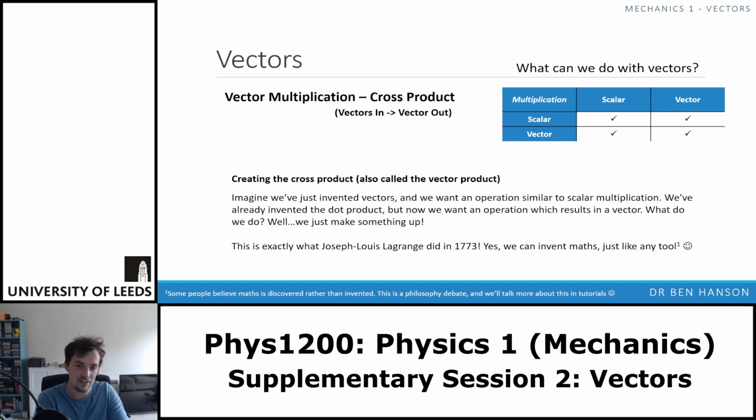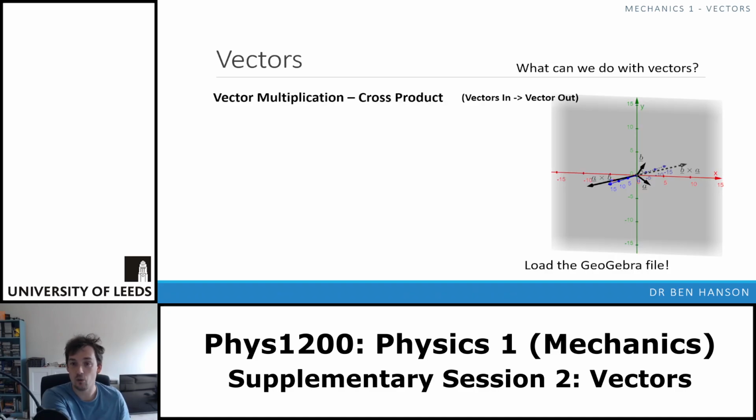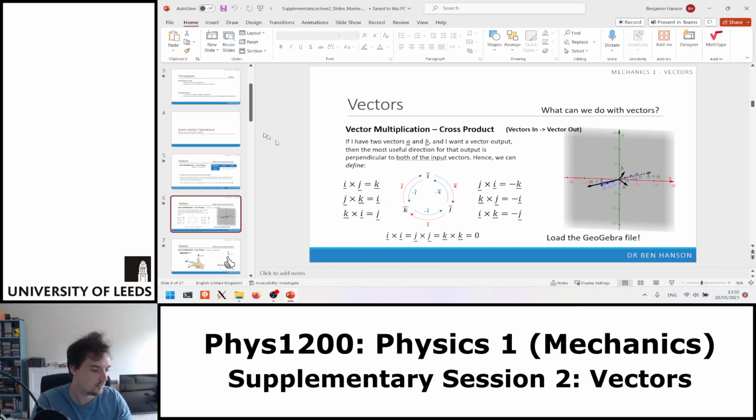But for all intents and purposes, Lagrange in 1773 invented the dot product, the cross product, because he needed it. He just invented it. So we're going to go through what he did, and we're going to use this diagram to do it. Oh, it says load the GeoGebra file. Okay, so I've got to load the GeoGebra file.